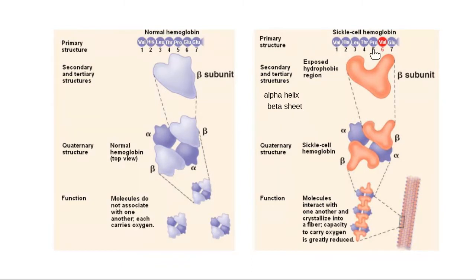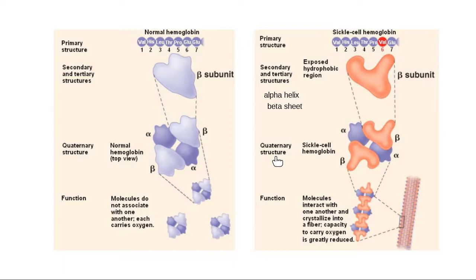If I trade out the valine here for the glutamate, I'm going to mess up the patterns of my curly Q ribbons and my accordions. They're not going to be right. And if they're not right, my overall 3D shape, that's my tertiary structure, that's not going to be right either. And if my tertiary structure is not correct, my quaternary structure will be wrong as well.